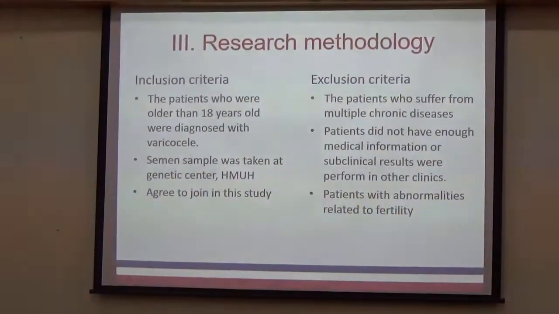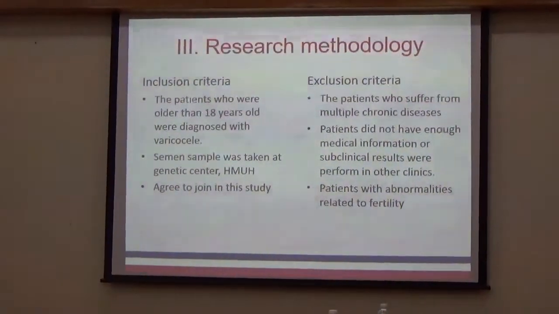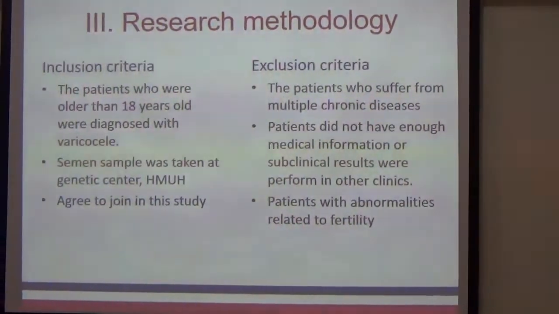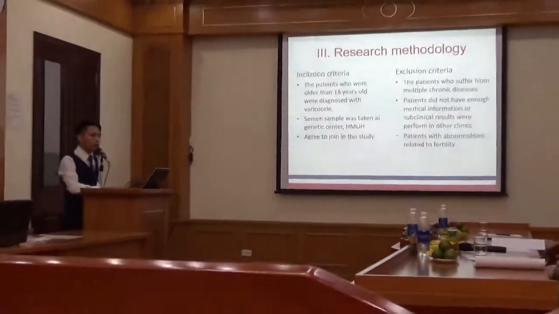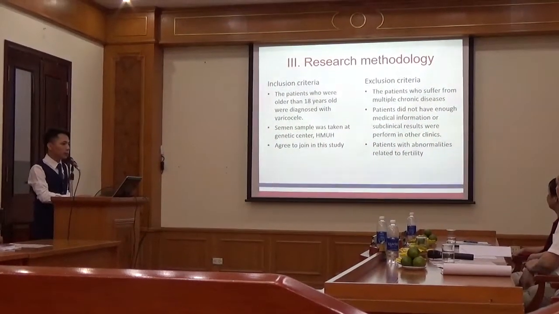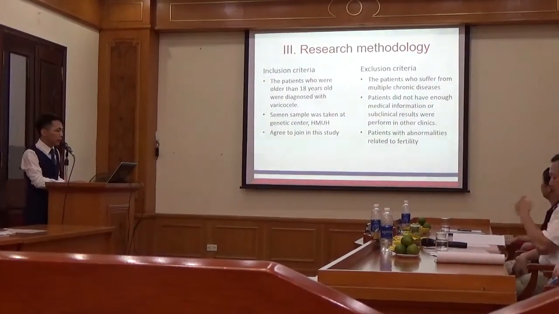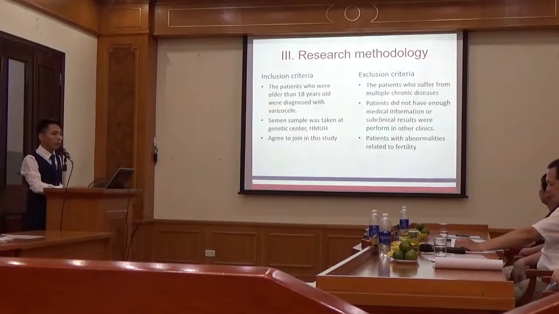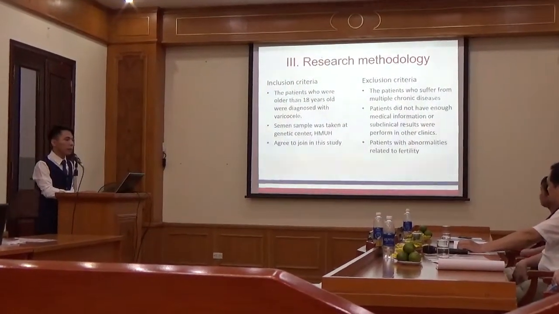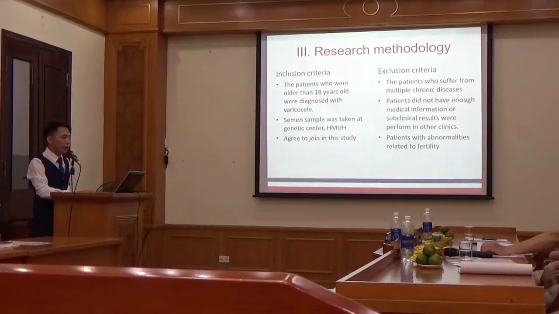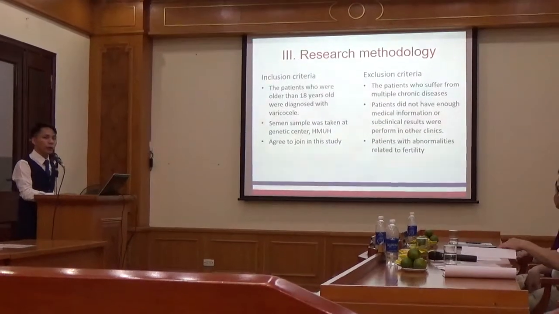Inclusion criteria for the study group: patients who were older than or equal to 18 years old, were diagnosed with varicocele, had a semen sample taken at the Genetics Center, Hà Nội Medical University Hospital, and agreed to join in this study. The exclusion criteria: patients who suffer from multiple chronic diseases, patients who do not have enough medical information or whose subclinical results were performed in other clinics, and patients with abnormalities related to infertility.